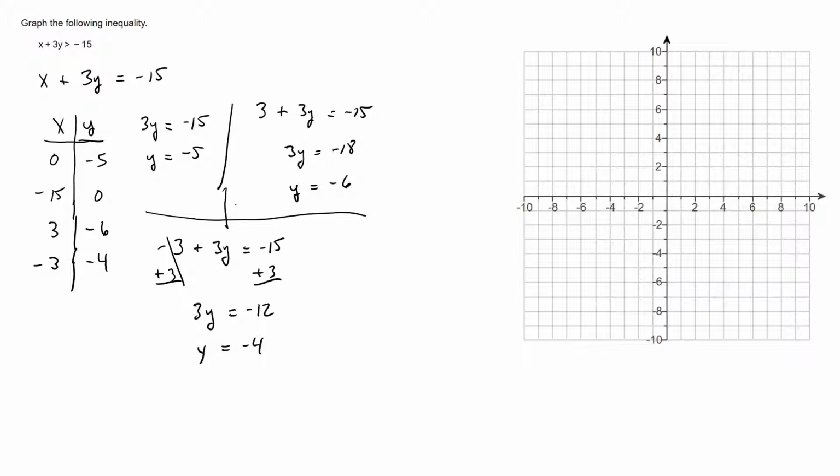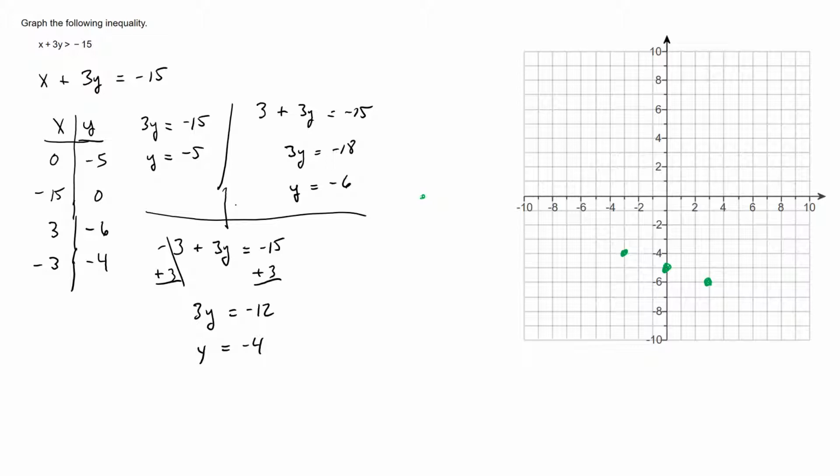0, negative 5 is right there. 3, negative 6 is right here. Negative 3, negative 4 is right there. Again, negative 15, 0 would be way over here off the graph.